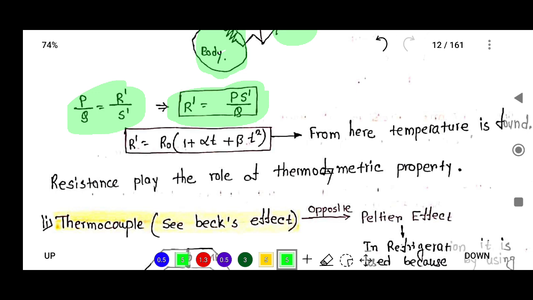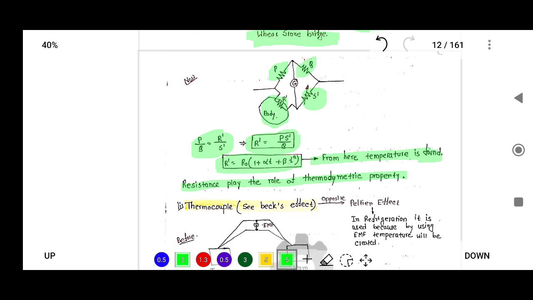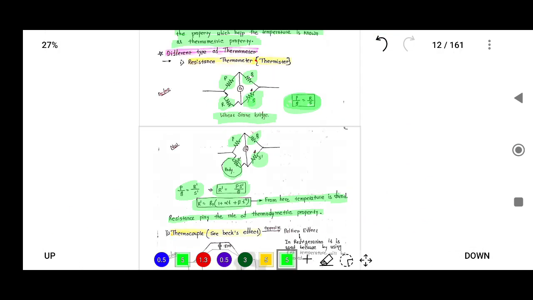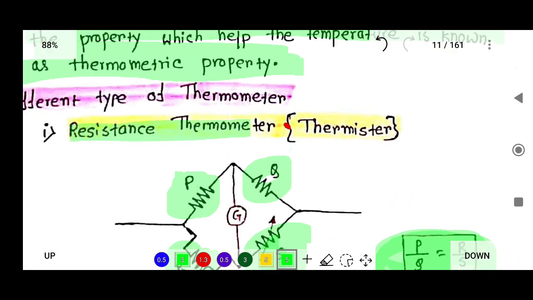From here temperature will be found. So this is very important. R dash is equal to R0 into 1 plus alpha t plus beta t square. So alpha and beta both are constant. So here resistance plays the role of thermometric property. So this is the resistance thermometer, or you can say that there is a thermistor.